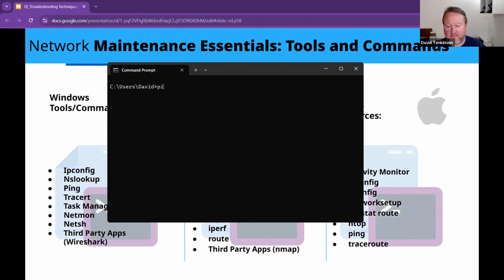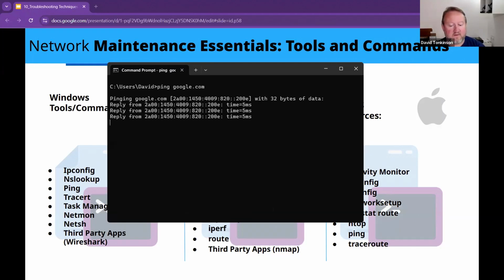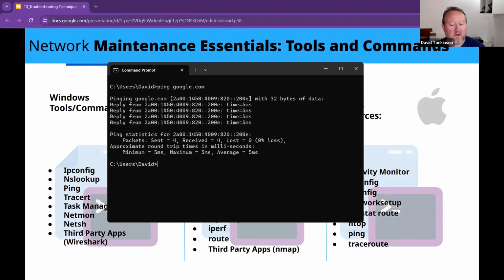So let me ping google.com. Don't worry about the address it comes back from. And as you can see, I've now demonstrated that I'm connected to google.com because I get a reply from google.com in about 5 milliseconds. Is that useful for people that haven't run that command before?